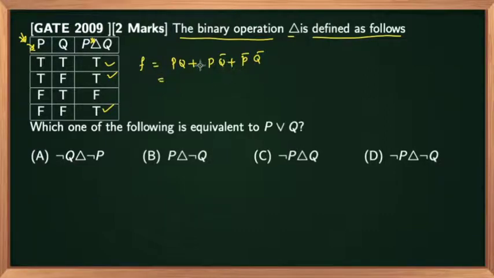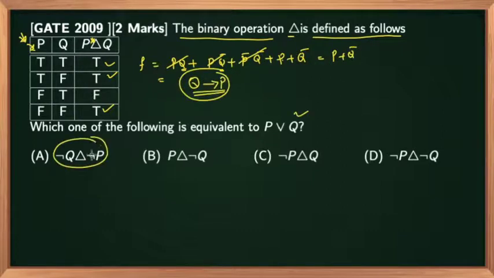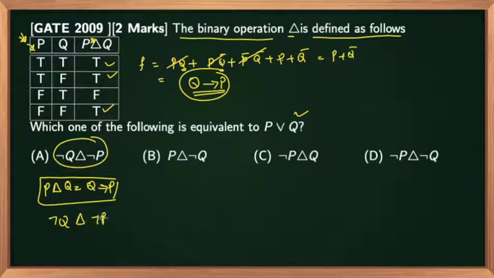So here I have q and here I have q bar, so I can add p to this, right? So this term will go off, this term will go off. So here I have p and here I have p bar, so I can add q bar, right? So what I got is p plus q bar. So this is basically q implies p. Note that p operation q is equal to q implies p, right? So this is the relation we have. So not q operation not p will be equal to not p implies not q, so that will be equal to p plus q bar. So that is not equal to p plus q.